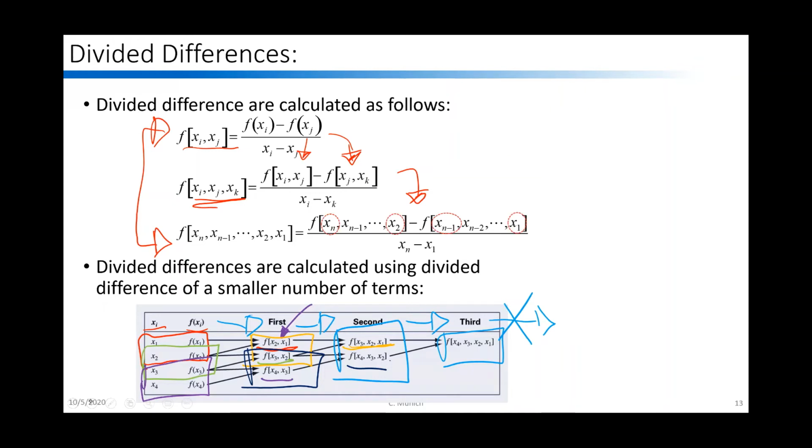I want to point out that in these divided difference terms, we always have the highest order, this n term, sitting here, and x1 sits at the far right-hand side. I have x2 sitting as the last term of the first f of x set, and n minus 1 as the first term of that second divided difference. And then I get my xn and my x1 in the denominator.